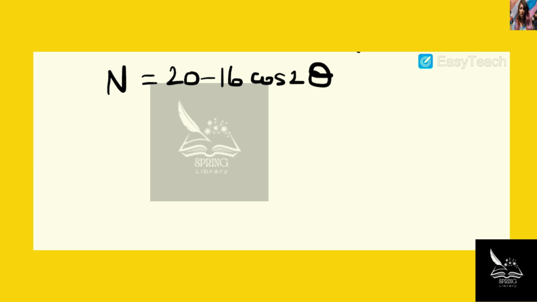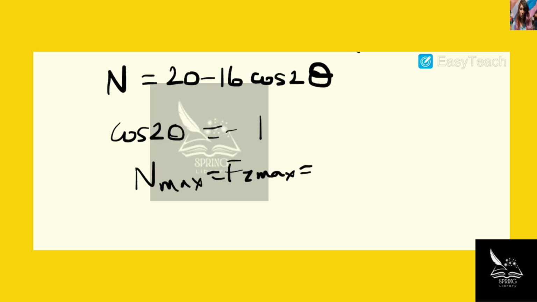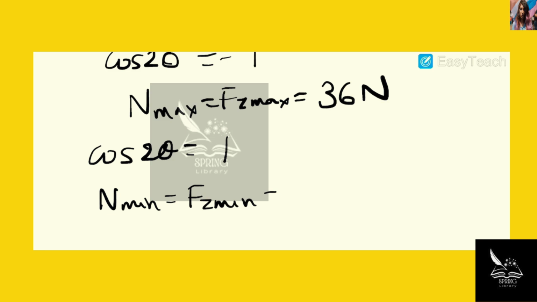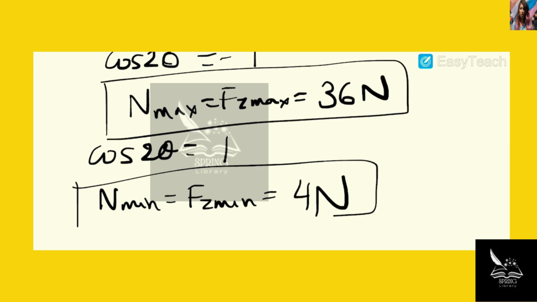So as I said before, this equation for N is maximized when cosine 2 theta is equal to negative 1. And this gives us an N max, or Fz max, equal to 36 newtons. And this equation is minimized when cosine 2 theta is equal to 1. Therefore, we'll see that the N min, which is equal to our Fz min, is equal to 4 newtons. So these two pieces of information are our final answer.